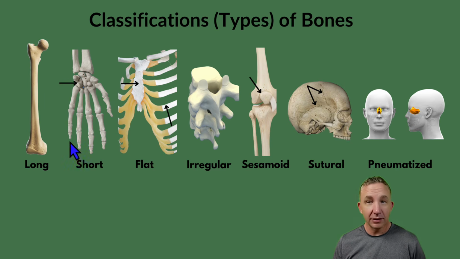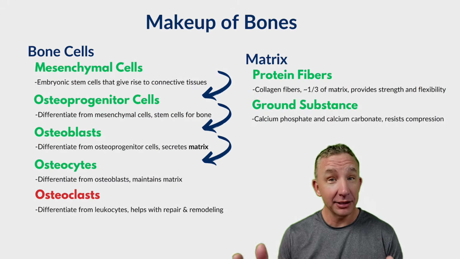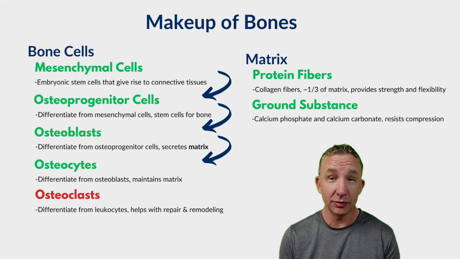So I have long, short, flat, irregular, sesamoid, sutural, and pneumatized. These are shapes, and we describe them as classifications of bones or types of bones. And now later in the next video, we'll talk about the makeup of bone. How do we get to this point where we see these types? We're covering the makeup of bone. How do we actually create a bone? Later, we'll talk about growth and development, but we start out with what are the actual cells that give me the tissue that we see?